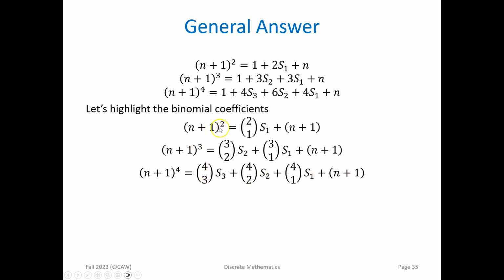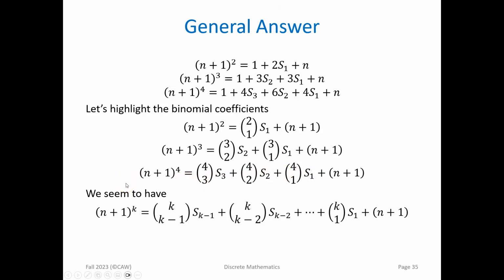Now notice here the exponents. (n+1)², the top term in the binomial coefficient is 2 from the squared. (n+1)³, the top terms in the binomial coefficients are both 3. (n+1)⁴, the top terms for the three binomial coefficients are all 4. And notice too that the bottom terms in the binomial coefficients match the subscripts of the S sub i. The 2 matches the 2, the 1 to 1, the 3, 3, 2, 2, 1, 1. We seem to have this result.